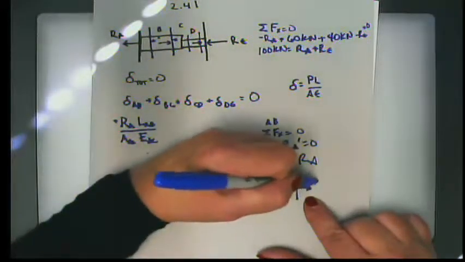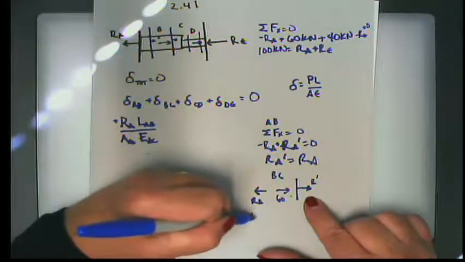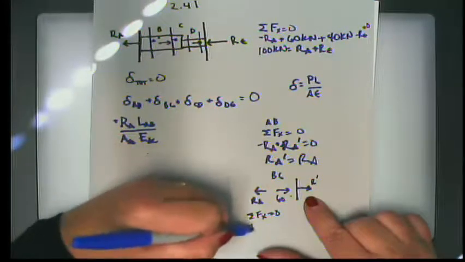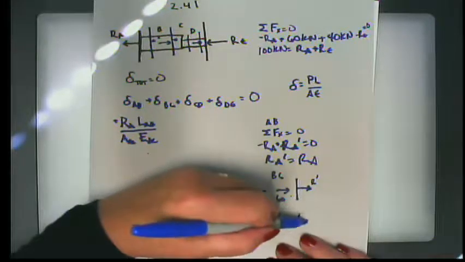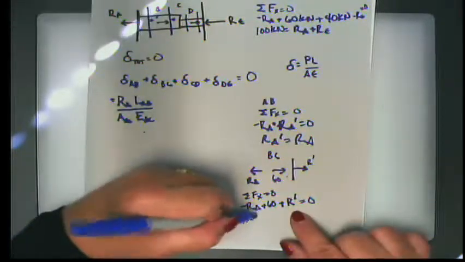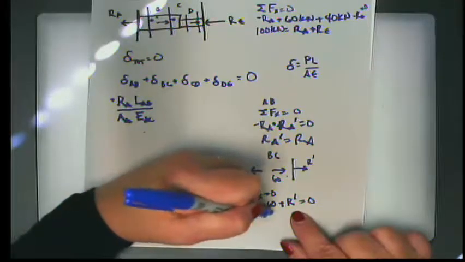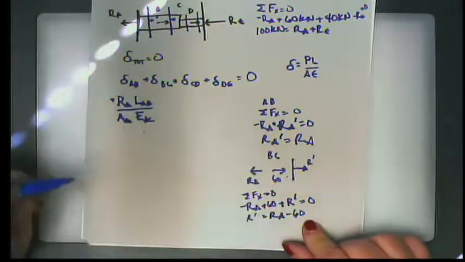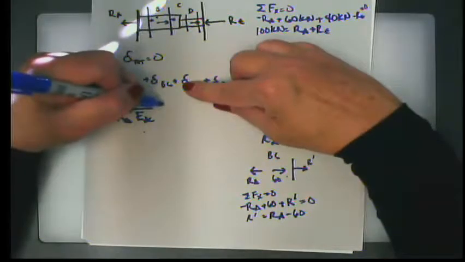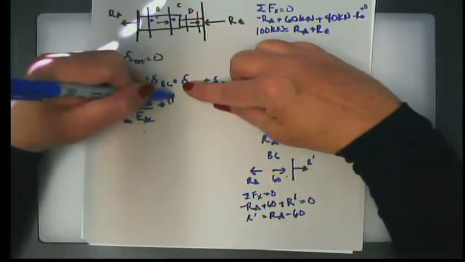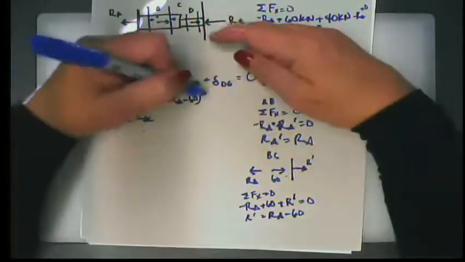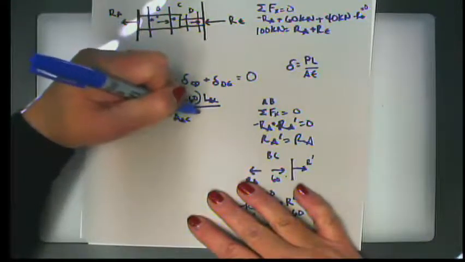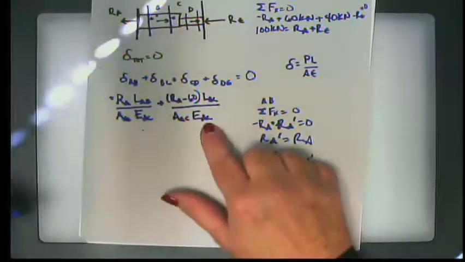So whatever this reactive force is, I'm going to then say summation of forces in x equals 0: negative R sub A plus 60 plus R prime is equal to 0. So I can say then that R prime equals R sub A minus 60. So for part BC, that's what I'm going to use: R sub A minus 60 kilonewtons times the length from B to C over the area from A to C times the modulus of elasticity.